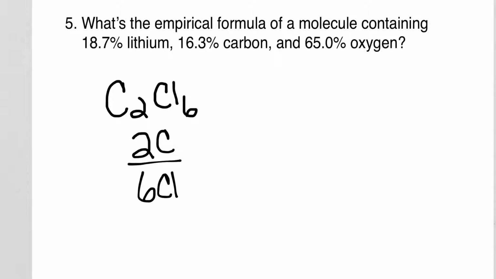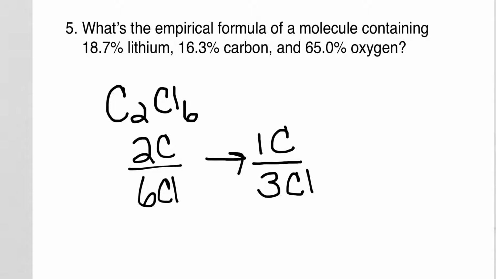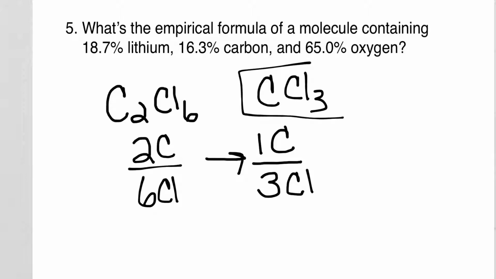If I were to take this ratio here and reduce it to its lowest form, you would reduce it to 1 carbon and 3 chlorines. And this would be our empirical formula. We have 1 carbon and we have 3 chlorines. And that's our empirical formula.